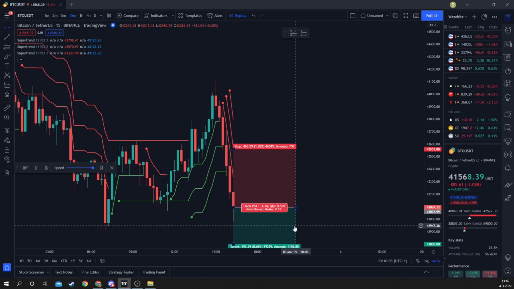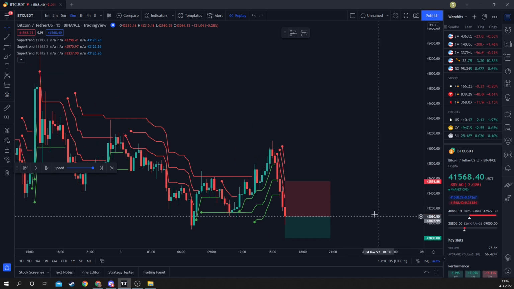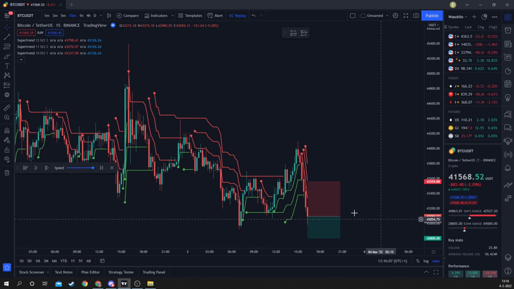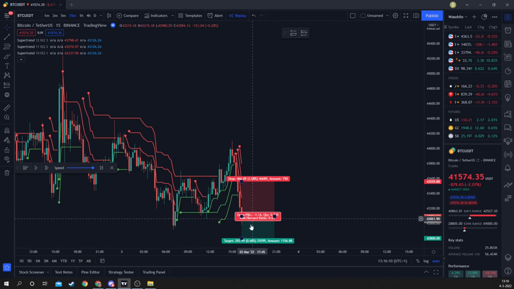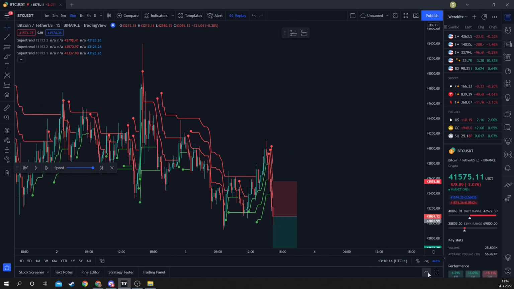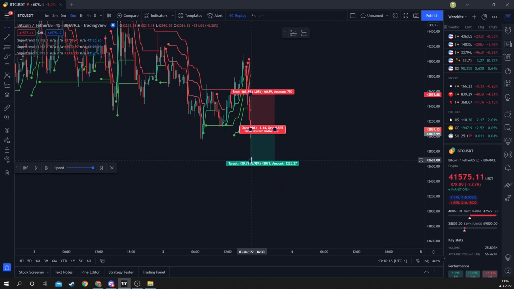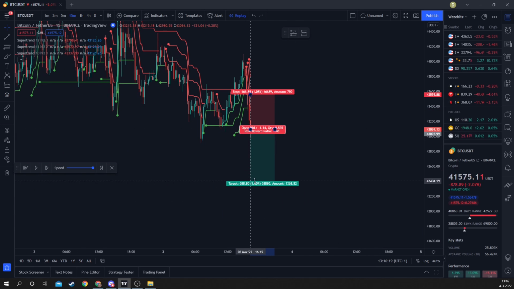In my videos I always use a risk-reward ratio of 1.5. So the stop loss will be the middle line, and my take profit will be 1.5 times that. So take profit.